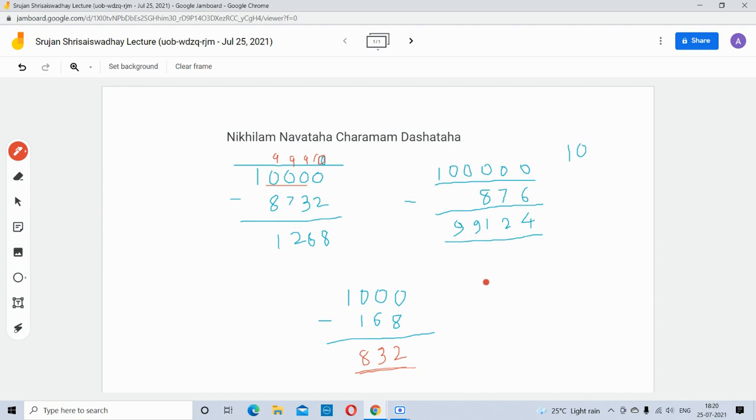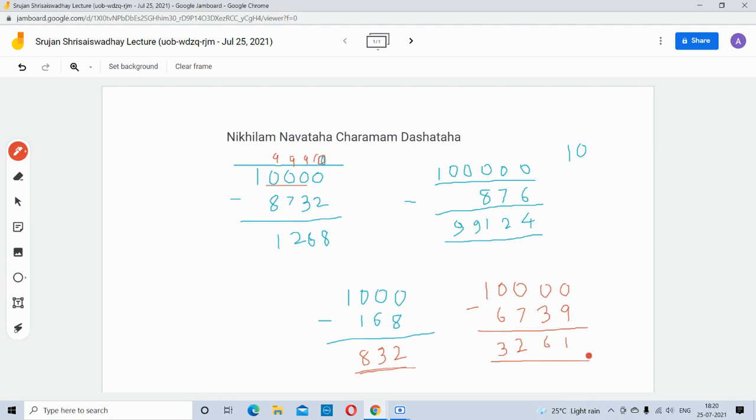I'll give you another example. From this you reduce a number, 6,739. Now let us try to get the answer very fast. So 10 minus 1, 9. 6 minus 3, 9 minus 3, 6. 9 minus 7, 2. And 9 minus 6, 3. So your answer is 3261.